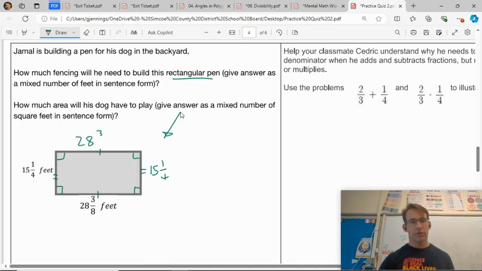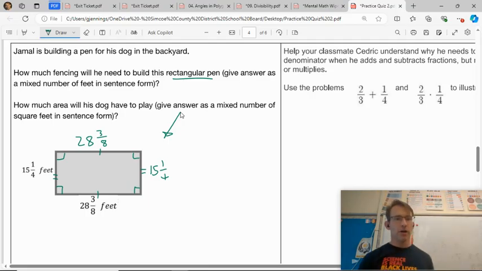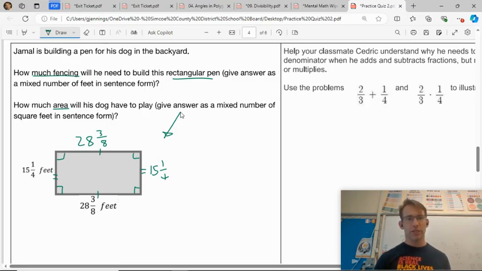28 and 3/8. Okay. Now, I want to know how much area his dog will have to play and how much fencing he will need to build this pen for his dog. All right. Well, the fencing will just be add all these together, right? Add that with that with that with that. Find the perimeter.